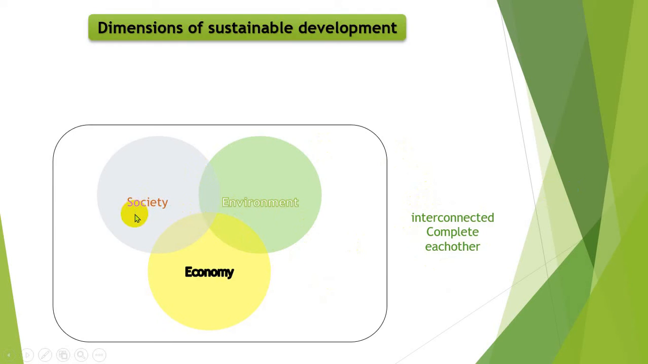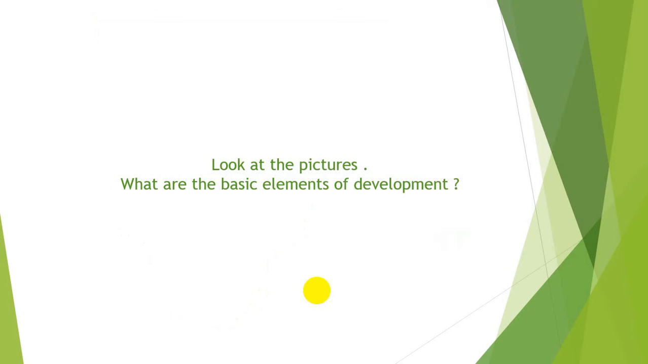For example, we must develop society, we must develop economy, and we must develop environment if we want to have development. If we have problems, for example, in society, or we have problems in the environment, then we cannot speak about economy. The same. So these sectors are related, they are interconnected. Each one completes the other, and they must be developed, all of them, if we want to speak about sustainable development.